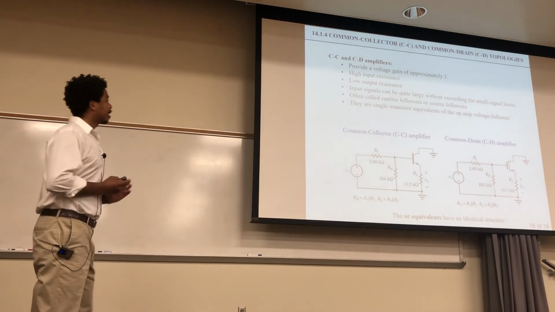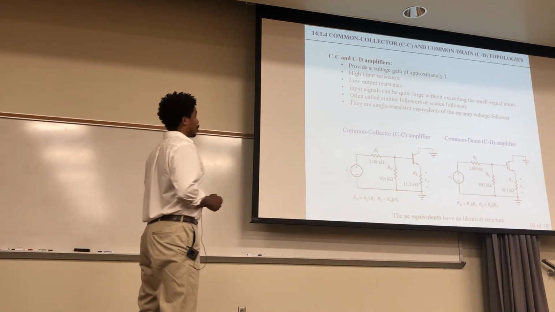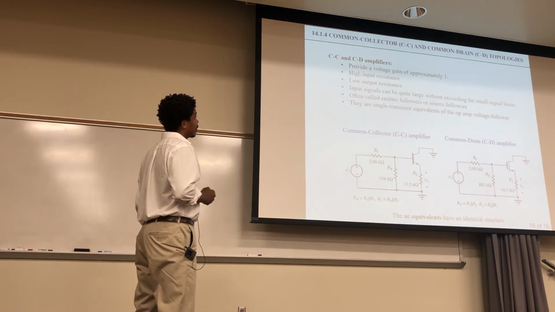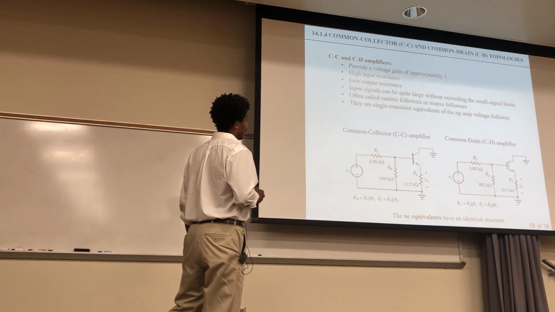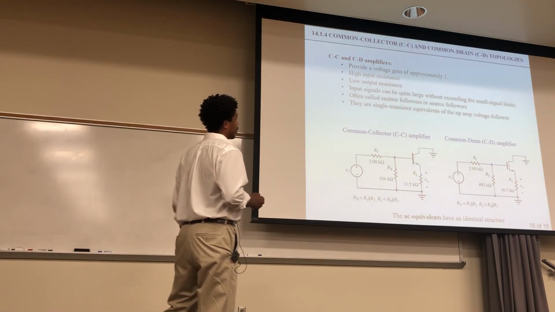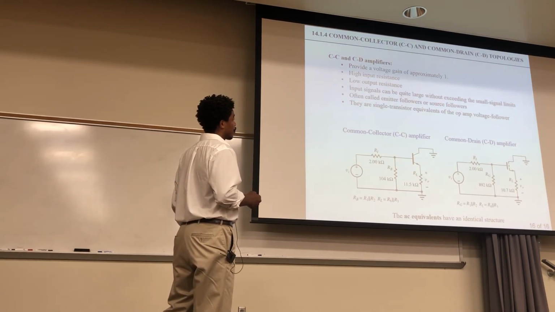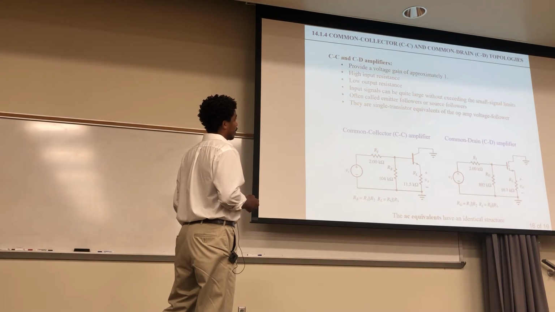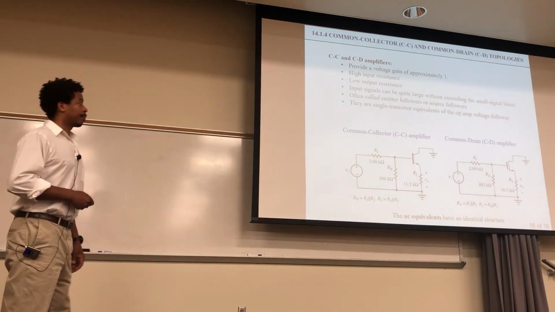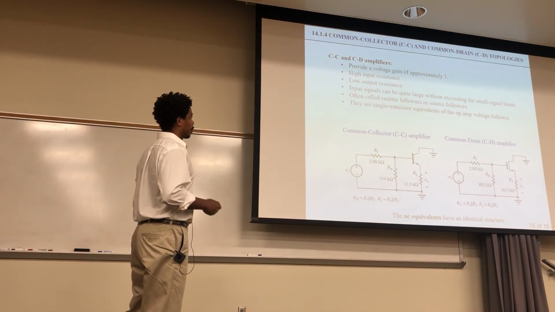And last, in summary of the CC and CD amplifiers, they typically provide a voltage gain of approximately 1, but they do have a high input resistance and a low output resistance. The input signals can be quite large without exceeding the small signal limits. They're often called emitter followers or source followers. And another thing that's kind of interesting is that they're like a single transistor equivalent of the op-amp voltage follower that we know about. Okay, so much smaller real estate space for these types of voltage followers.